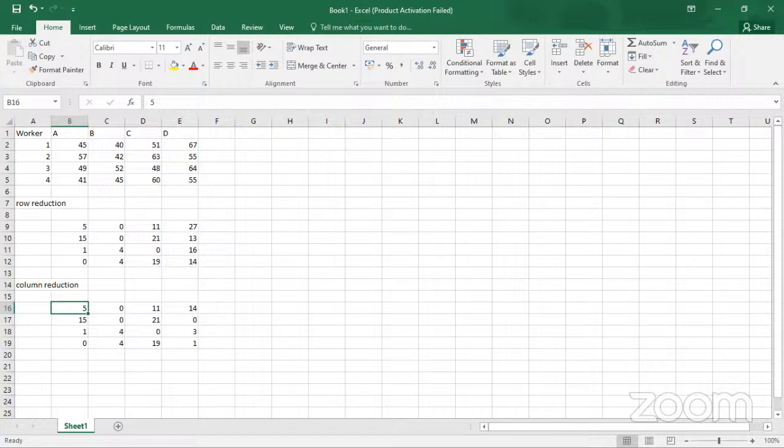So now row reduction, column reduction, you can interchange the steps. Doesn't matter. Is that clear? Now we have zeros in all the rows and columns, isn't it? Now what we have to do is cover these zeros with minimum possible lines. I repeat, we have to cover the zeros with minimum possible lines, either horizontal or vertical lines.